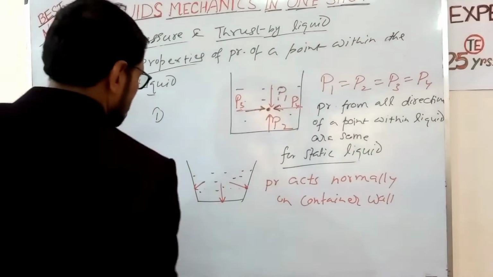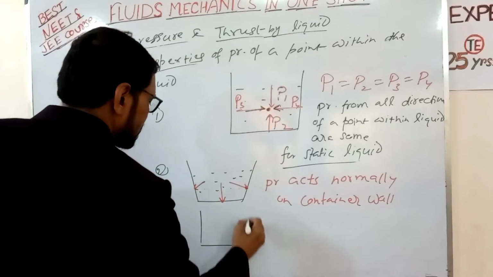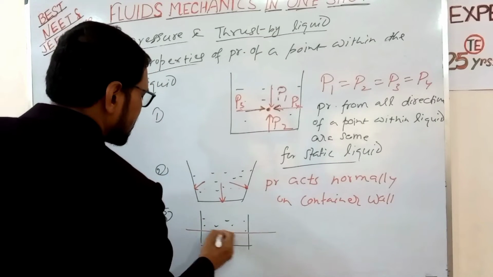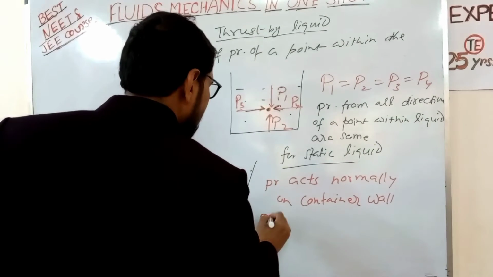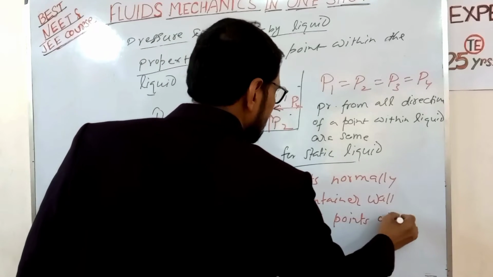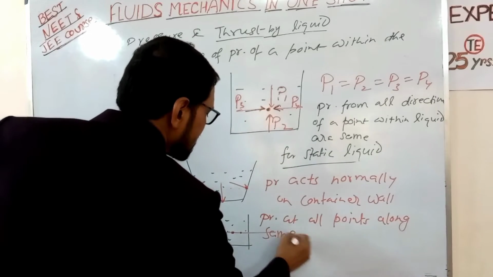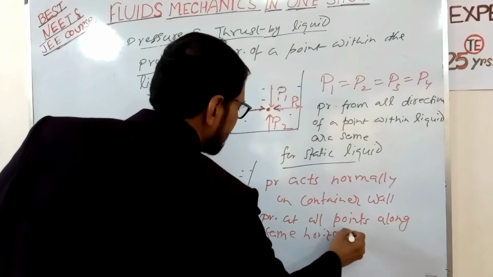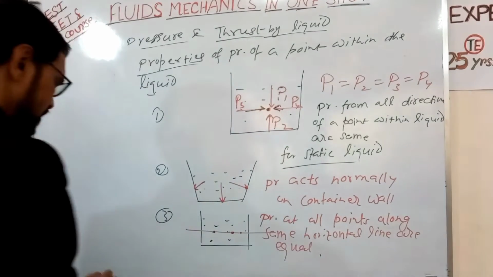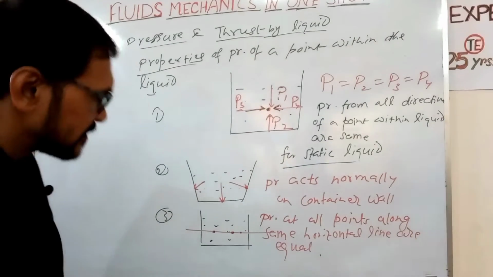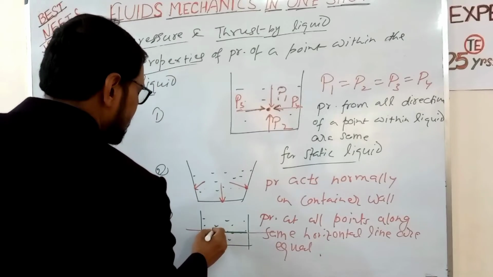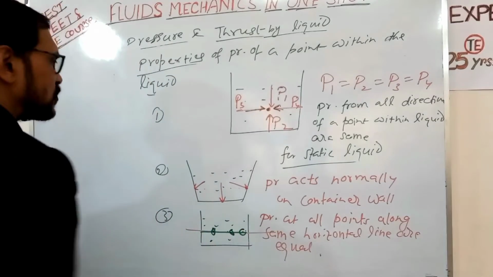Now the third condition is that pressure at all points along the same horizontal level is equal. If they lie on the same horizontal line, the pressure at this point and at this point are all equal.